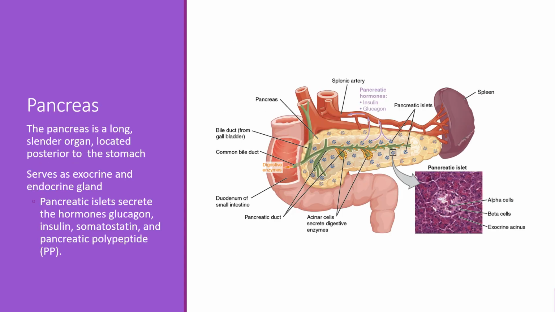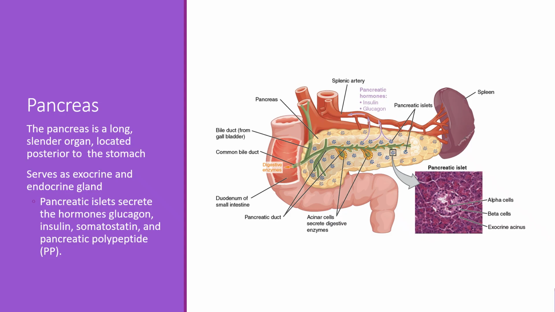The pancreas is a long, slender organ located behind the stomach. It's sort of an unglamorous, lumpy looking organ that kind of looks like a wad of chewed gum. It serves as both an exocrine and an endocrine gland. The pancreatic islets are the portion we're interested in for the endocrine system.